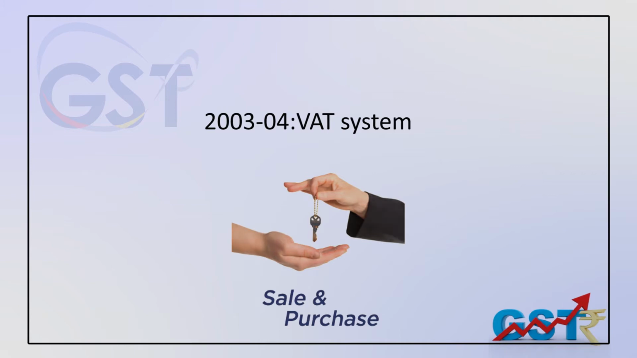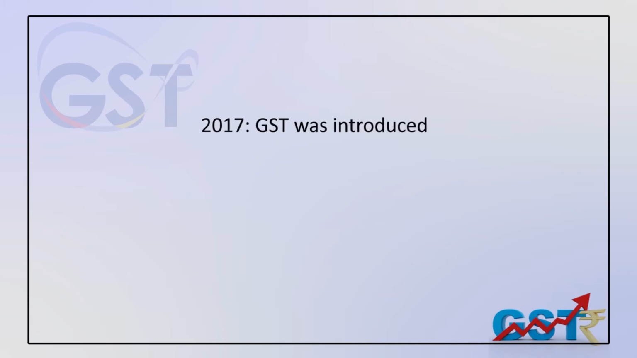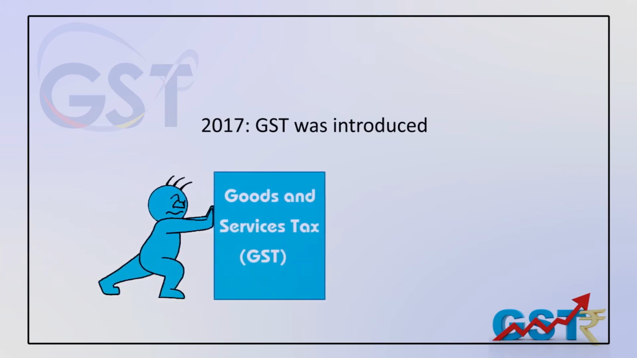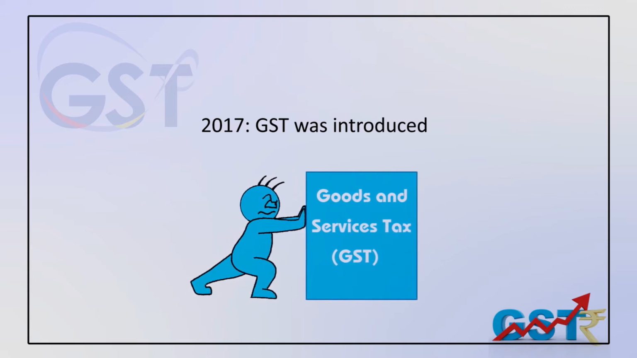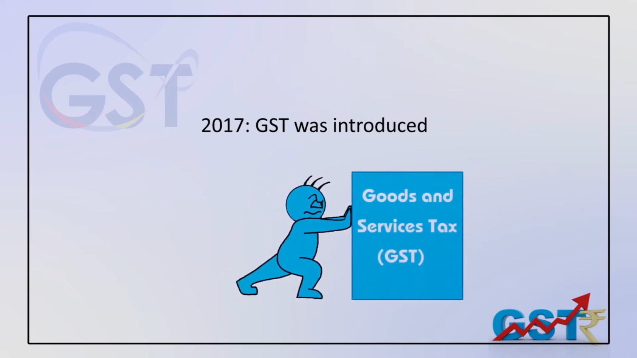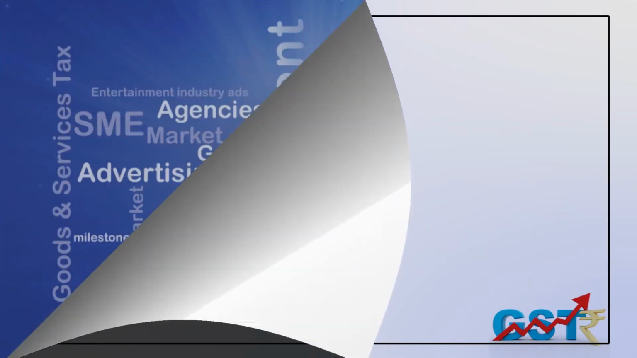But after that, the major tax reform was introduced in terms of goods and service tax. In India, on 1st July 2017, the goods and service tax was introduced throughout India. The major objective of goods and service tax is to unify or subsume all the indirect taxes which were levied in India on goods and services. After implementation of GST, most of the indirect taxes have been subsumed. Let's see what the picture was before the implementation of GST in 2017.